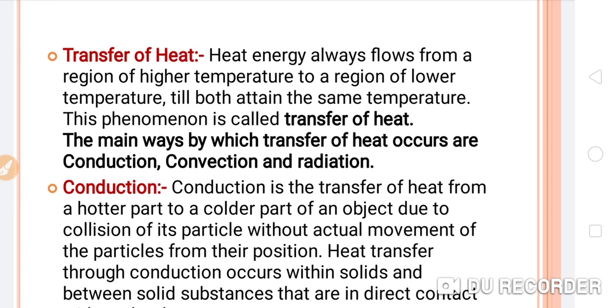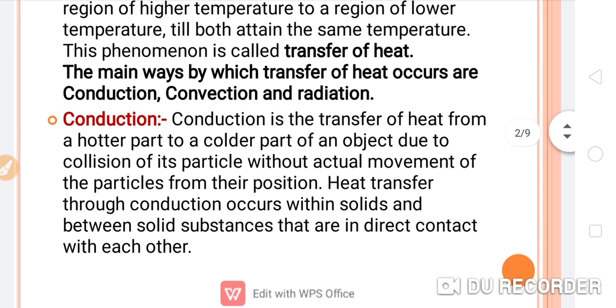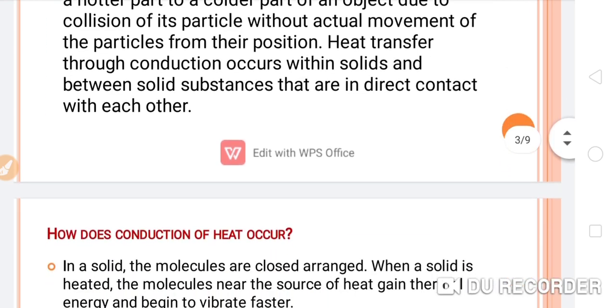Let's see the first way, that is conduction. Conduction is the transfer of heat from a hotter part to a colder part of an object due to collision of its particles without actual movement of the particles from their position. Heat transfer through conduction occurs within solids and between solid substances that are in direct contact with each other. So this is conduction.